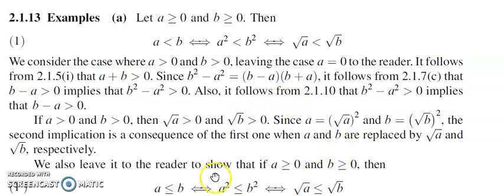We can easily obtain the result in the case of equality as well. That is, A less than or equal to B if and only if A square less than or equal to B square, if and only if square root of A less than or equal to square root of B.